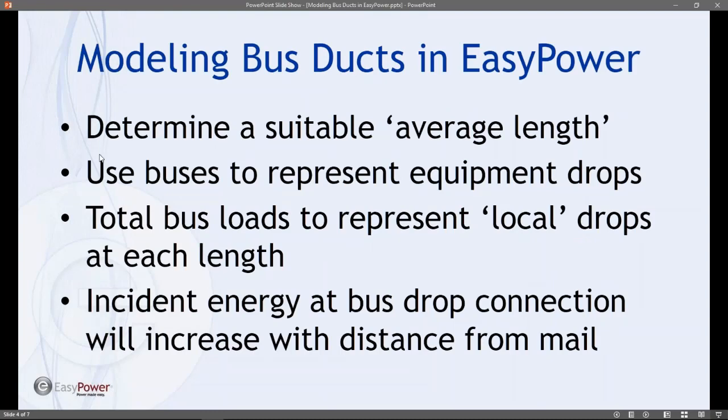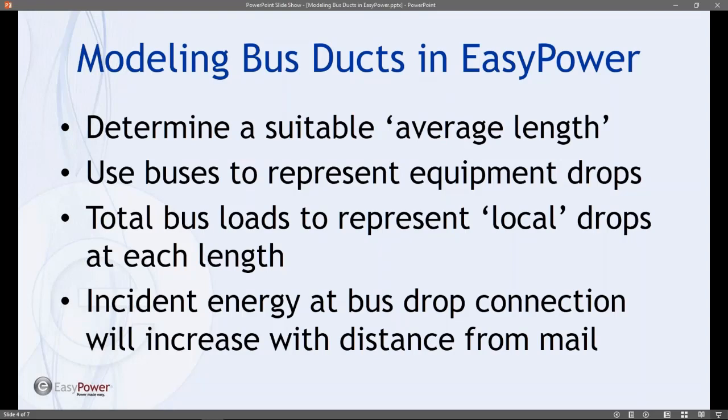So the technique is relatively easy when you think about it. Basically, you determine the overall length of the bus duct that you're trying to model, and then break it up into average lengths. The decision and the granularity involved depends a lot on you as the system modeler or analyzer, what makes sense in terms of the energies involved and the loads involved and some of the distances from the equipment that people are operating to the bus duct itself.